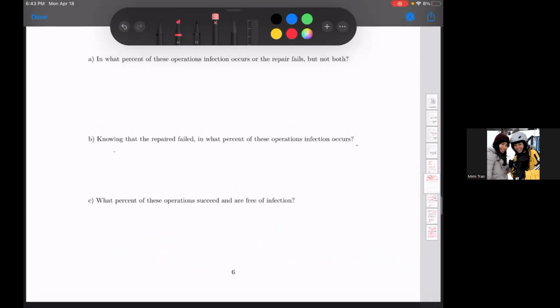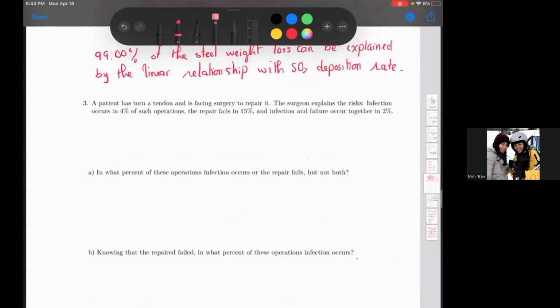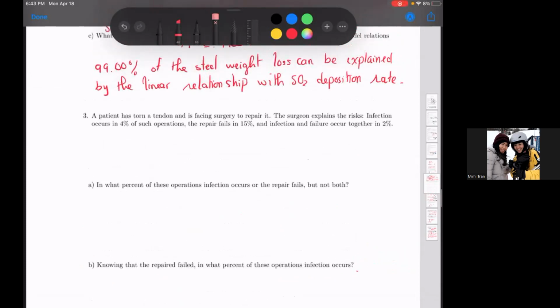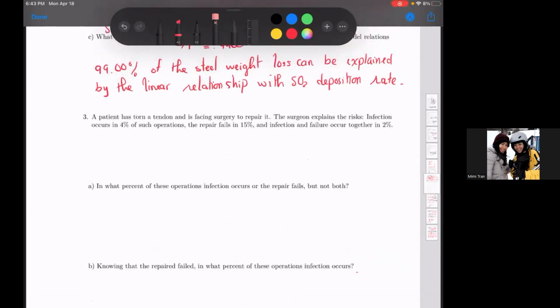All right, this one is tricky. You'll see something like this on the exam, I promise. Very much the same, just with the numbers changed. So first of all, a patient has torn a tendon and is facing surgery to repair it. The surgeon explained the risk of infection is 4%. The chance the repair fails is 15%, and infection and failure together is 2%.